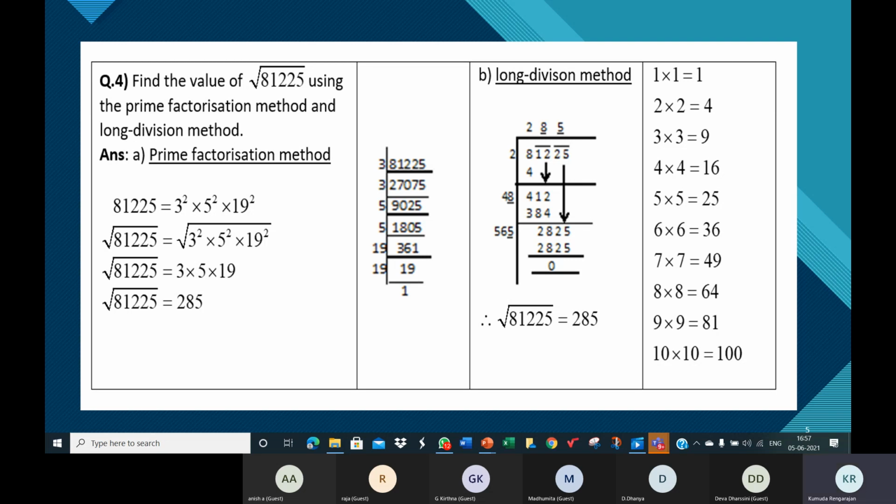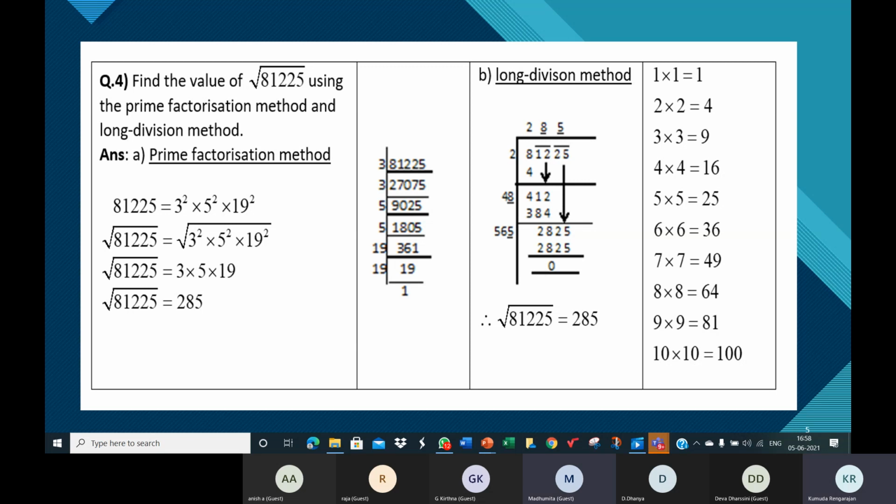My question is not clear. Ma'am, repeat the question 1 second, ma'am. No, at this point, what are the digits in the quotient?